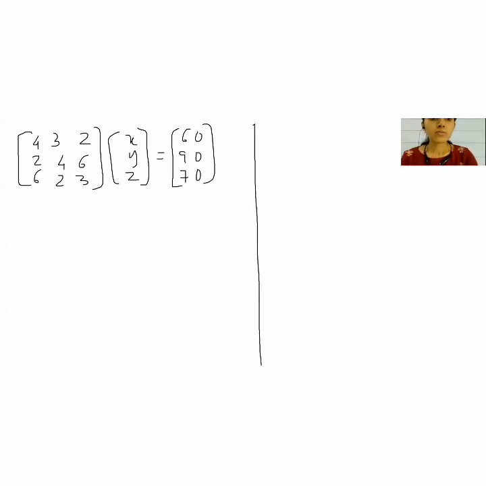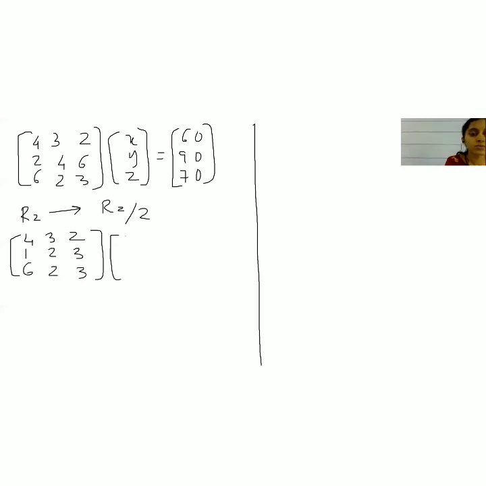Now my first transformation would be, if you can observe the second row, you can divide that by 2. So I'll say R2 changes to R2 divided by 2. So we have 4, 3, 2 as it is, 1, 2 and 3, 6, 2 and 3. Then we write x, y, z, and this will be 60, 45 and 70. You have to divide on the right hand side as well.